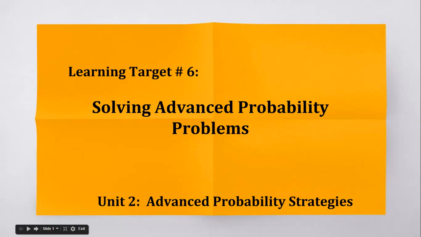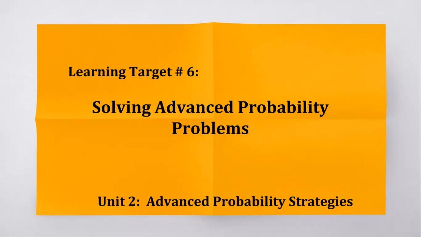Okay, so this learning target's called just solving advanced probability problems. It's really a culminating learning target. It just gives us the opportunity to blend everything together, so that we basically want to get you ready for the fact that on the test you're going to have to make the decision whether or not to use permutations or combinations, and you have to understand when to use the best method.